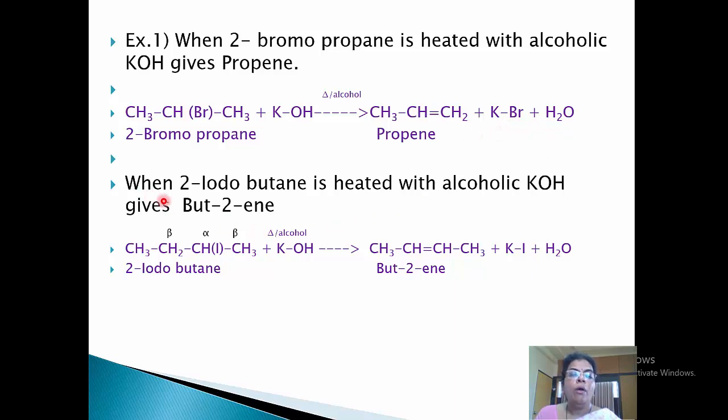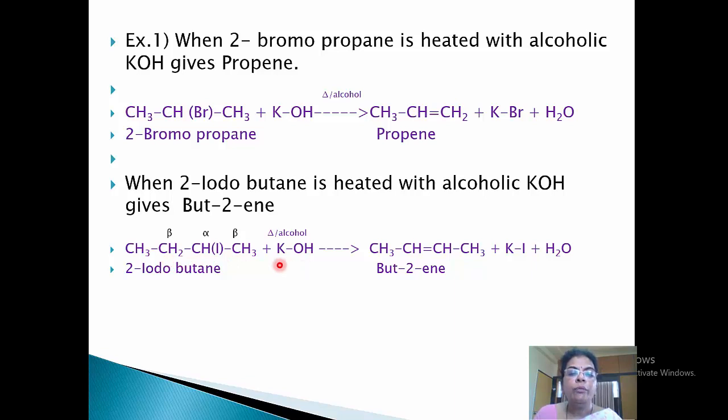Second example, when 2-iodobutane is heated with alcoholic KOH it gives but-2-ene. Now this is 2-iodobutane. Look here, 1, 2, 3, 4. Four carbon atoms, therefore it is butane. At the 2 position there is iodine, therefore it is 2-iodobutane.